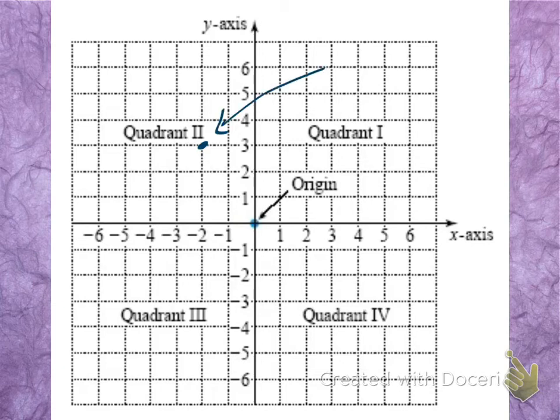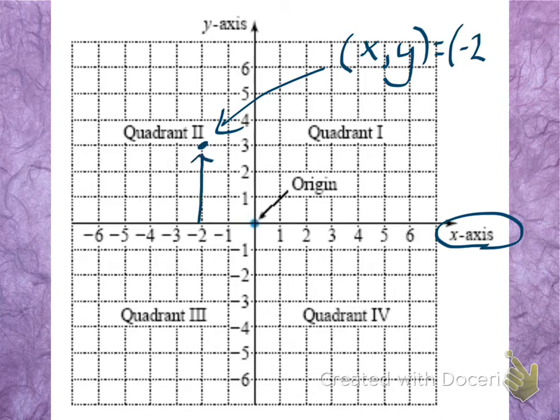All right, so let's take a look at it. We're going to write it as x, comma, y. So the x-coordinate is going back and forth on the x-axis. So we're going to count back 2 units to the left. So the x is -2. And the y is up 3 units. So it's -2, up 3.